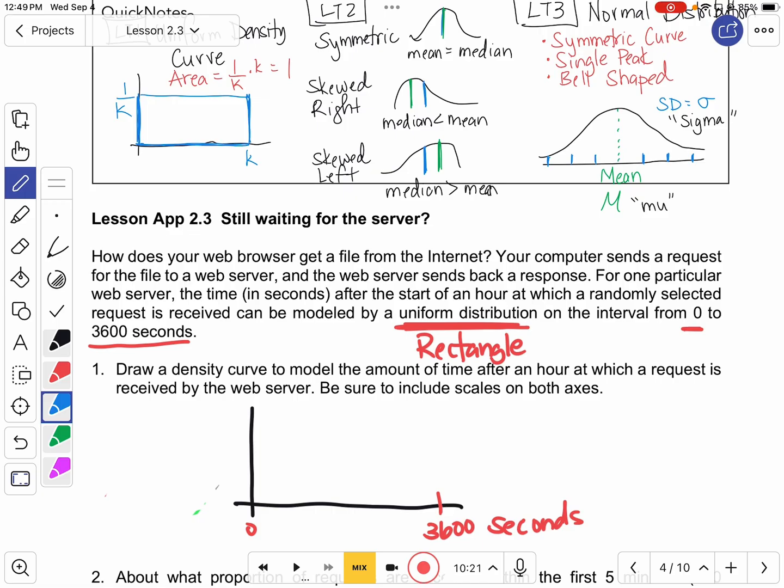Now, this is where I have to know the statistics part. We know it's going to be a rectangle, so I'm just going to draw it. But the thing I have to label is my height. How tall is it? Well, that comes from that number on the bottom: 1 over 3,600, and that's it. That's all it wanted me to do, just draw the rectangle with the right value on the bottom and the correct value on the top, for the height. That's all it's looking for. That's not too terrible, right?